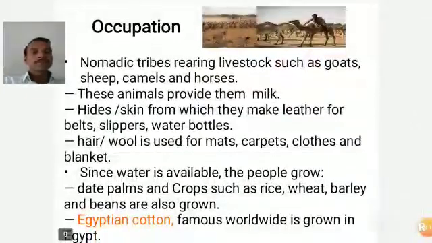Now, what is the occupation of these people? As already told, the Tuaregs and Bedouins are nomadic tribes rearing livestock such as goats, sheep, camels, and horses. These animals provide them milk, as well as hides, meaning the skin of dead animals, from which they make leather for belts, slippers, and water bottles.